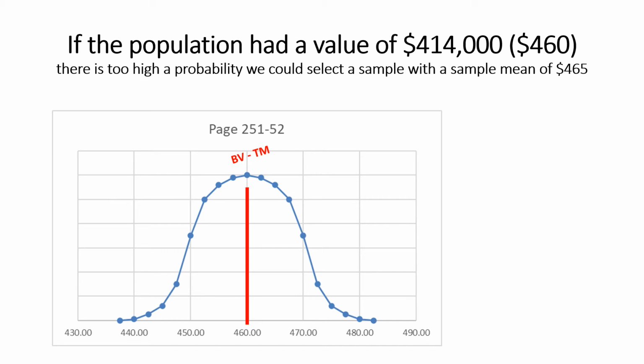If the population had a value of 414, okay, where did I get that? 450 minus 36,000, okay, or the average, if I divide that by 900, I get 460. That's why I've got 460 on the bottom. That's just so. If a population had a value of 414,000, if it had 900 elements, then the average for that population would be 460.